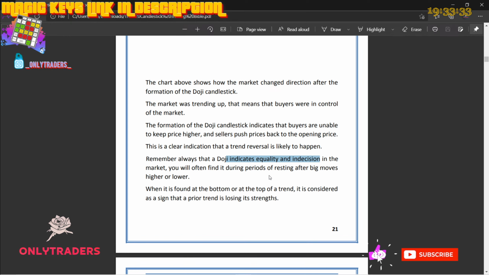So you'll often find it during periods of rest or after big moves higher or lower. When it's found at the bottom or the top of the trend, it is considered a sign that a prior trend is losing its strength. And usually on the markets, when you see prices finally starting to exhaust after an uptrend, as you get closer to the top of that trend, you'll see a lot of doji candles, a lot of indecision candles, very, very small ones, starting to accumulate, and that most likely means that that move has been exhausted and the trend is over. It might begin to range or it might reverse.